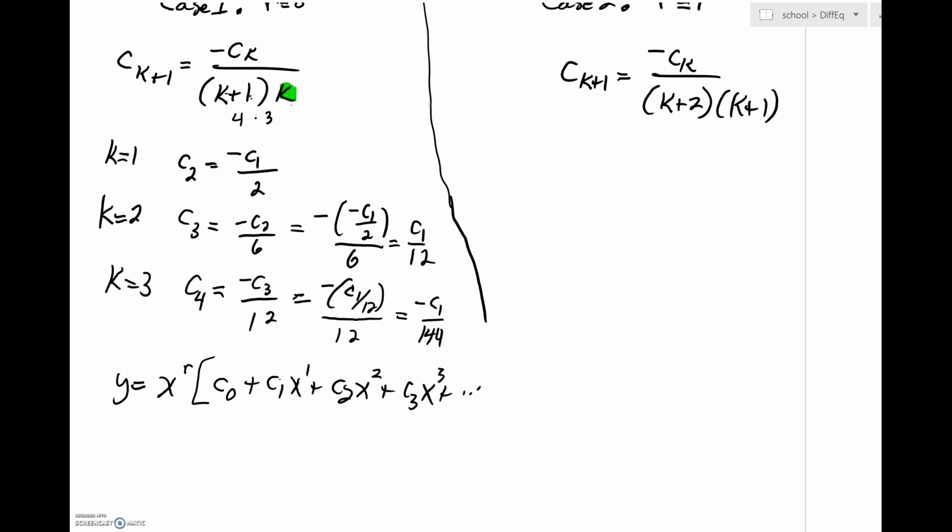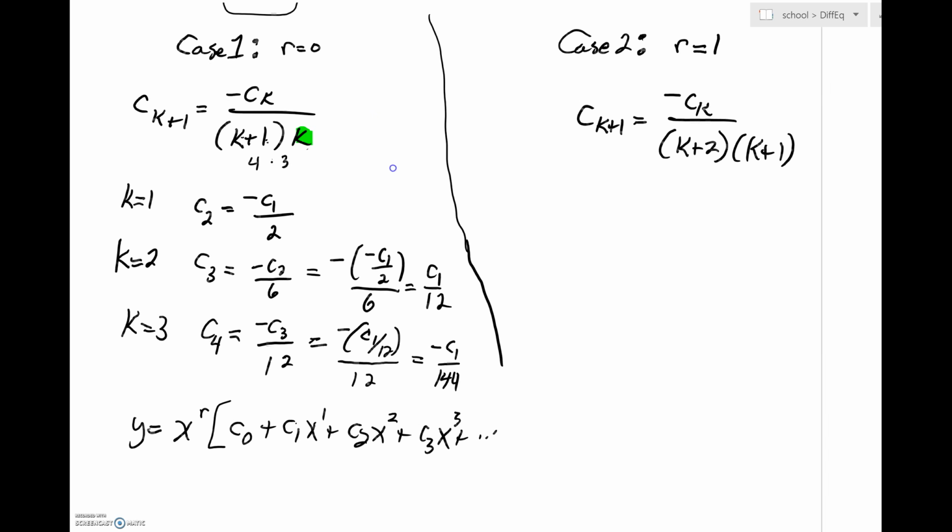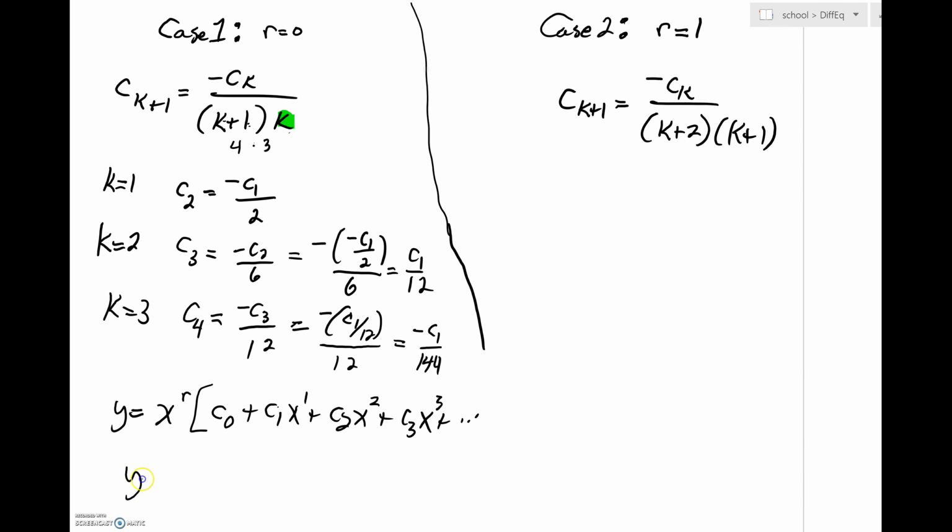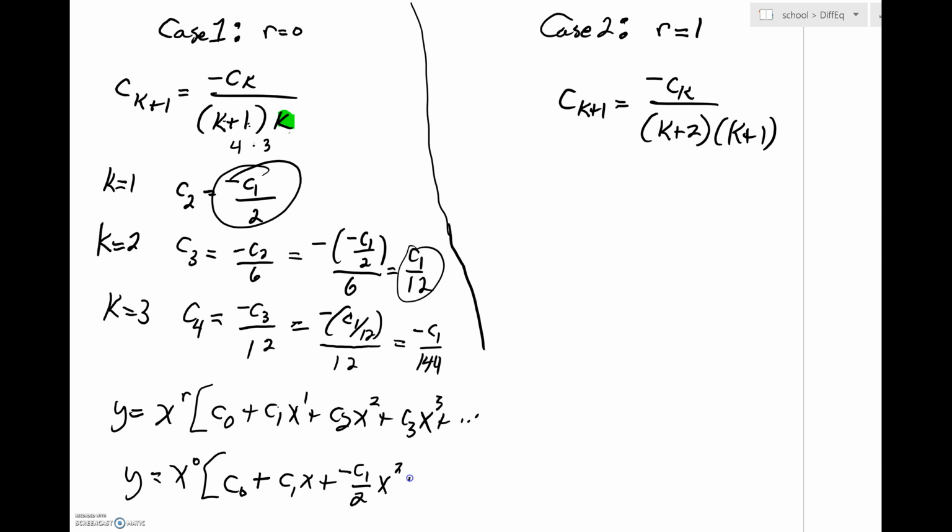And very quickly we could say, well, we've got r is equal to 0. So we'd have x to the 0. I don't know what c sub 0 is, but I can tell you I can get started here. And then I could say, well, here I've got c sub 1 x. c sub 2 was negative c sub 1 all over 2. And c sub 3, well, that's going to be c sub 1 over 12.